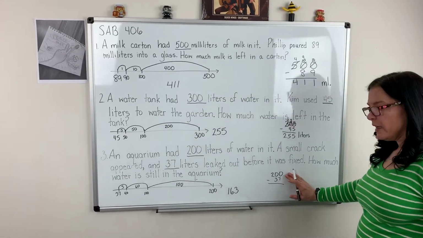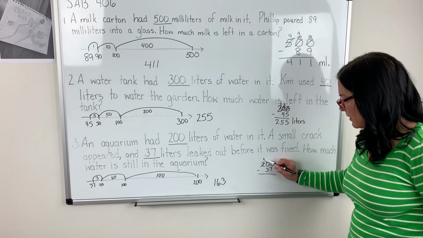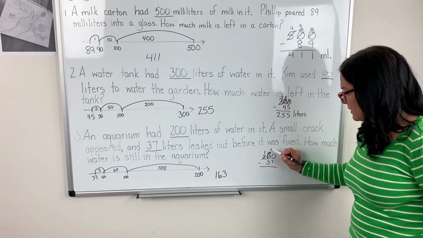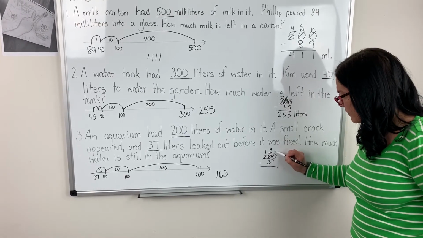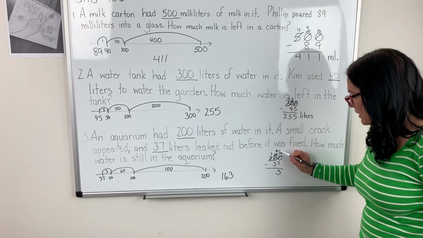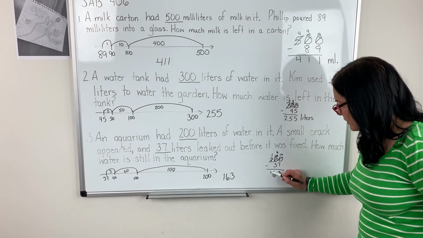Let's check our traditional algorithm. 0 minus 7 I can't do. I have 0 tens. I decomposed 100 to get 10 tens. Now I have 1 that I can trade for 10 ones. 10 minus 7 is 3. 9 minus 3 is 6. 1 minus 0 is 1.